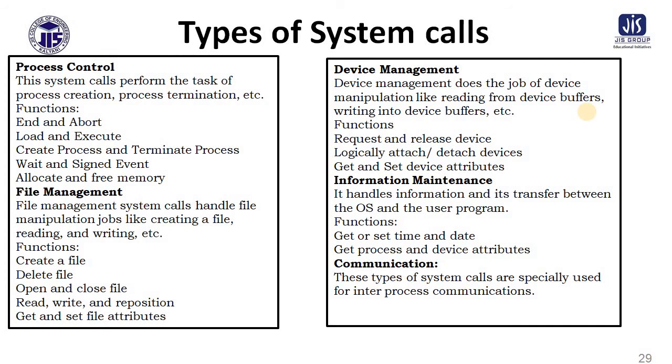So these are some details of system calls. Under process control, the functions used are: end, abort, load and execute, create process and terminate process, wait and signal event, allocate and free memory. These are the system calls for process control. Under file management, the functions used are: create file, delete file, open file, close file, read, write, reposition, get and set file attributes. These are the system calls used.